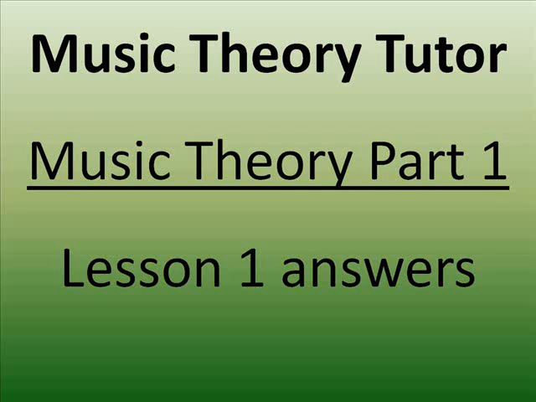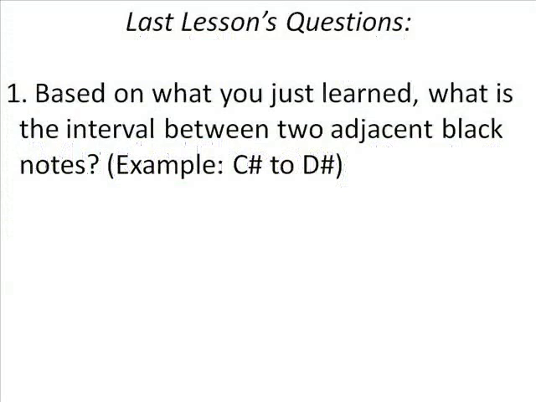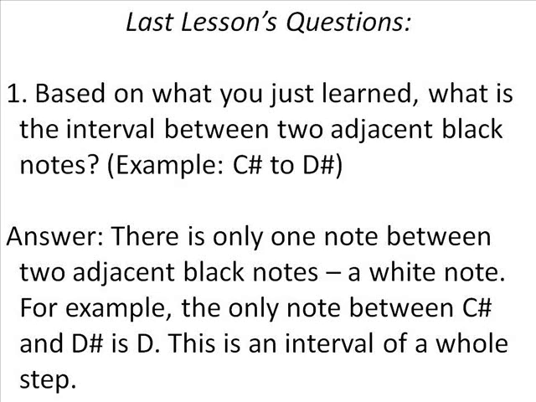We're going to go ahead and get the answers from Lesson 1. Question number 1, based on what you have just learned, what is the interval between two adjacent black notes? The example I gave was C sharp to D sharp. The answer is there is only one note between two adjacent black notes, which is a white note. For example, the only note between C sharp and D sharp is D. This is an interval of a whole step.